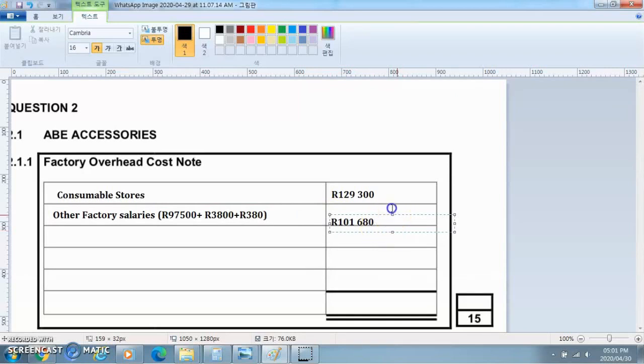So the next screencast that I'm going to send to you will be focusing on the next part of the production cost statement.